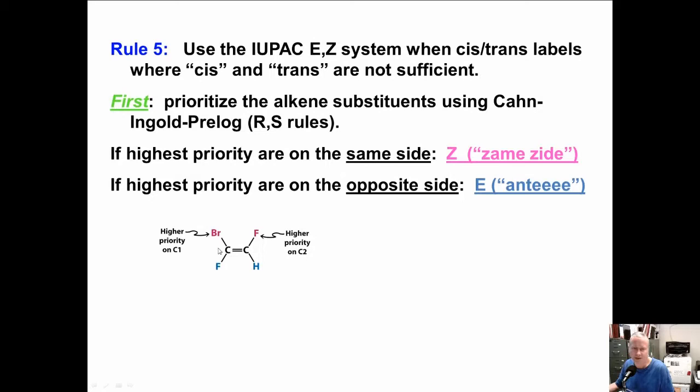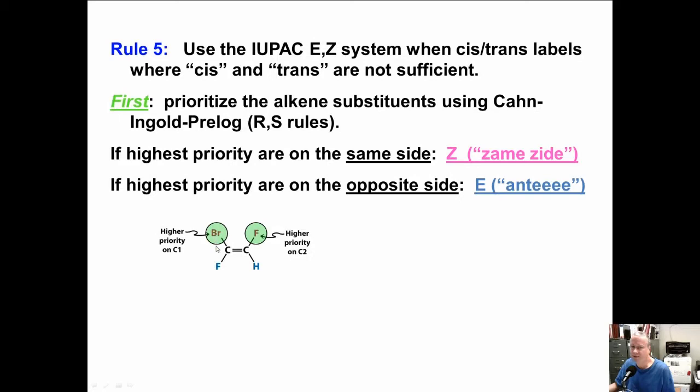Atomic number, right? Bromine has a high atomic number. Fluorine has a smaller atomic number. So what I'm basically doing is looking at the left side first. Cover up the right side with my hand. And I see bromine wins over fluorine, right?